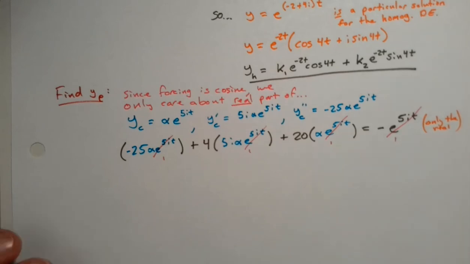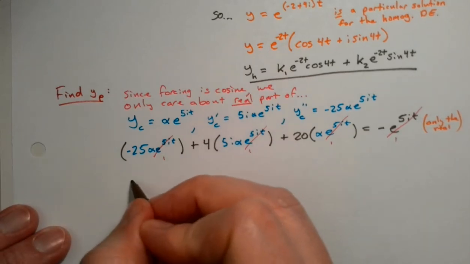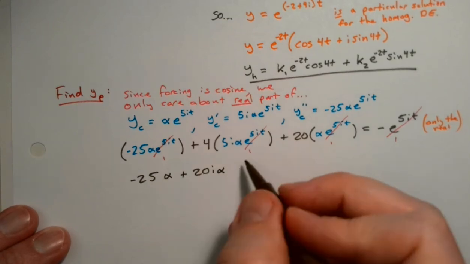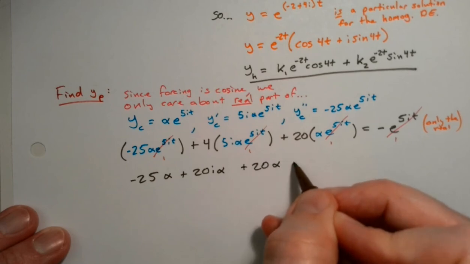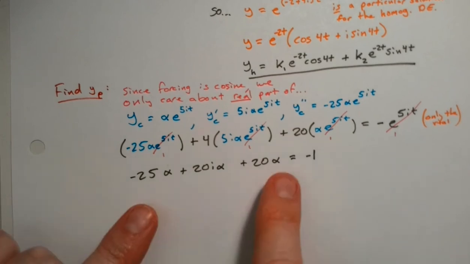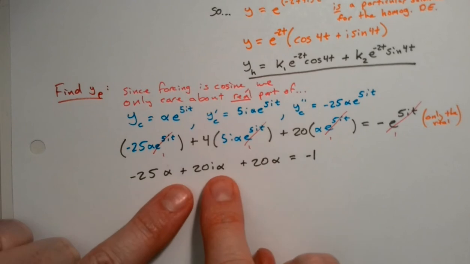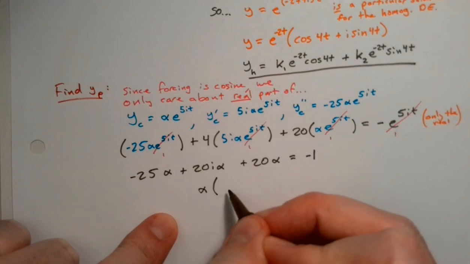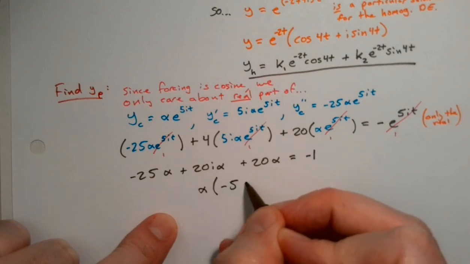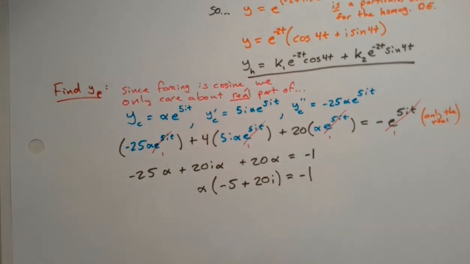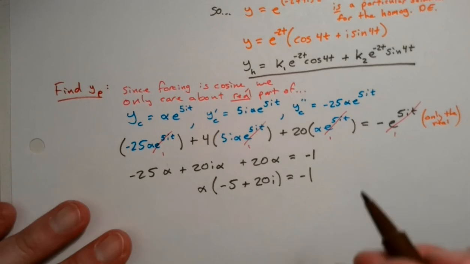You can factor them out, cancel them out, however you want to call it, and we're left with negative 25 alpha plus 20i alpha plus 20 alpha equals just plain old negative 1. So we have a total of negative 5 alpha plus 20i alpha equals negative 1. You can think of it as alpha times (negative 5 plus 20i) equals negative 1. And we're solving for alpha, so a little bit of work.